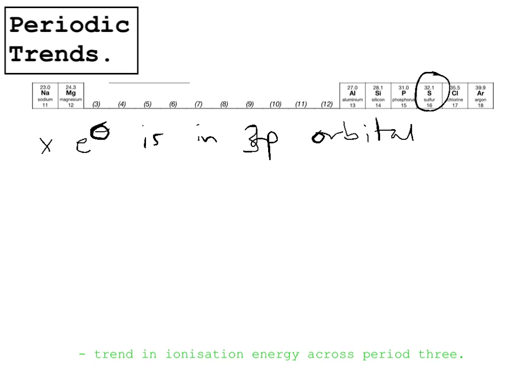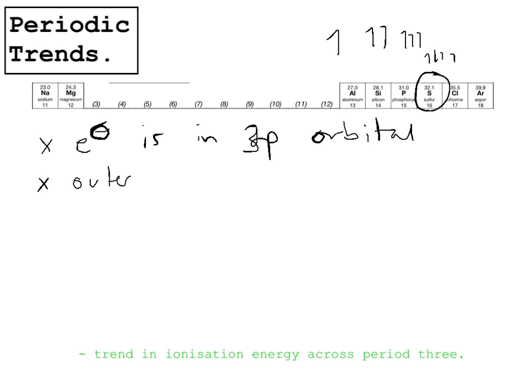Now, the electron in phosphorus, which is next to sulfur, is also in a 3p orbital. So why is this one different? Well, as we know, as we fill up the p orbitals, aluminium will just have one electron in the p orbitals. Silicon's going to have two, but the next electron is going to go in the one next to it. Phosphorus is going to have three, and then sulfur has four, which means that the fourth one is paired with another electron.